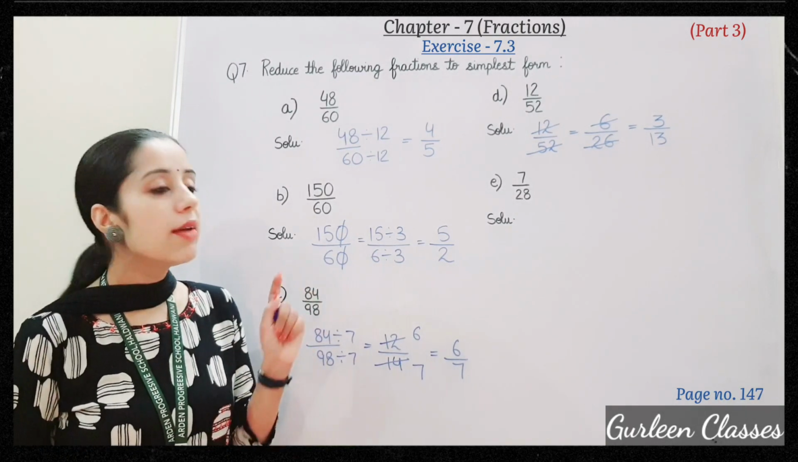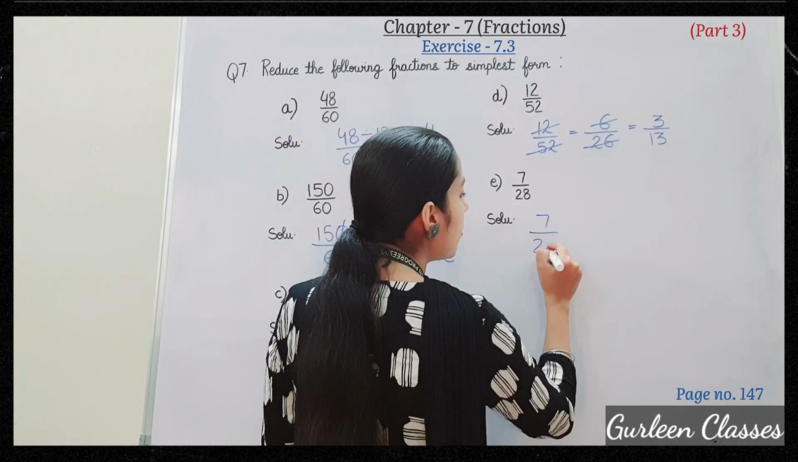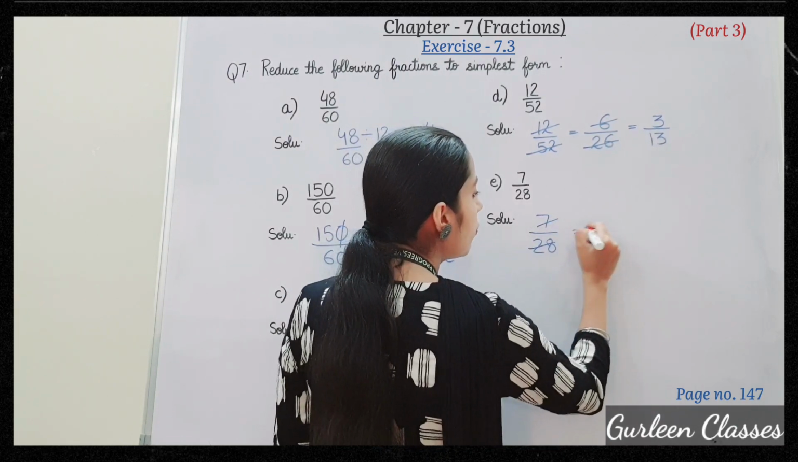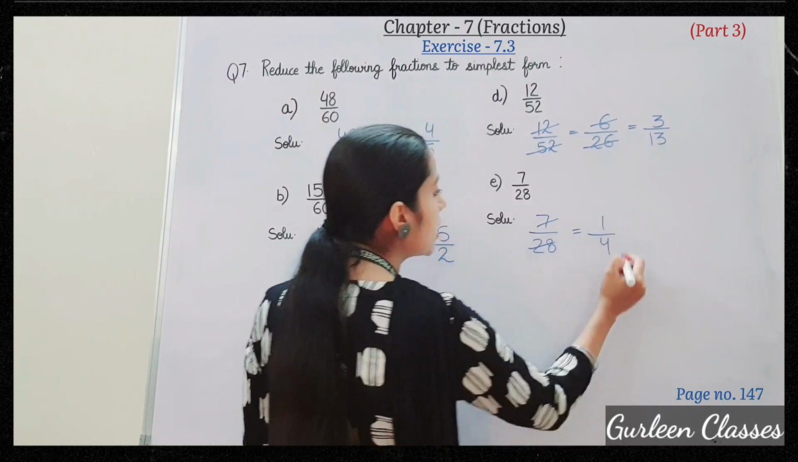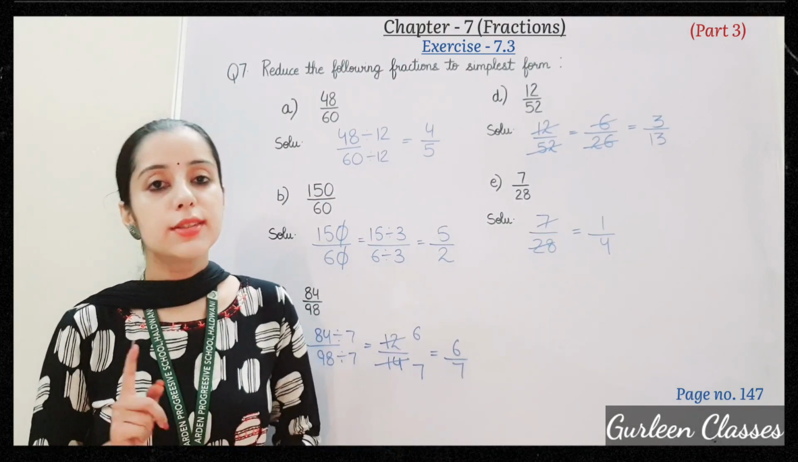E part, 7 upon 28. So 7 table we all know. 7 ones are 7, 7 fours are 28. Lowest term is 1 upon 4. So now let us solve question number 8 in 9th stream.